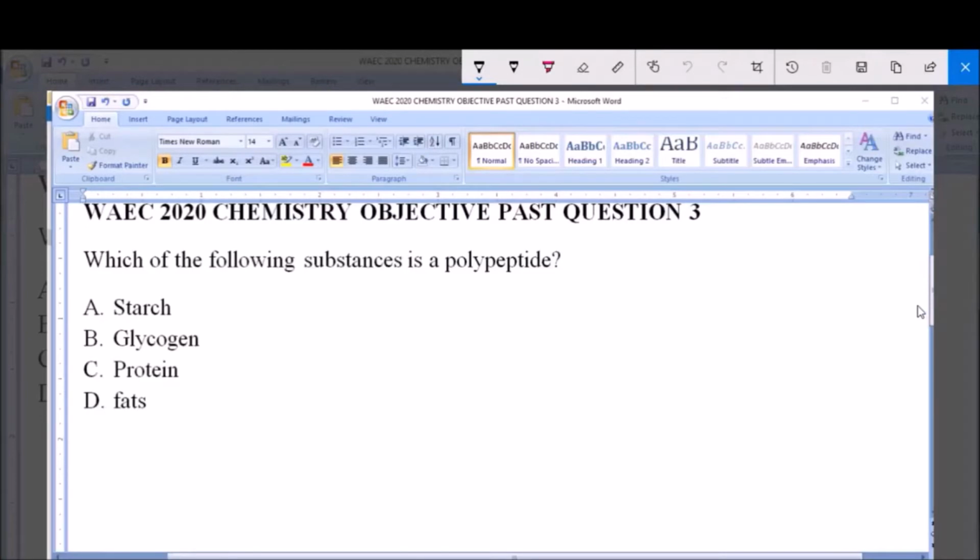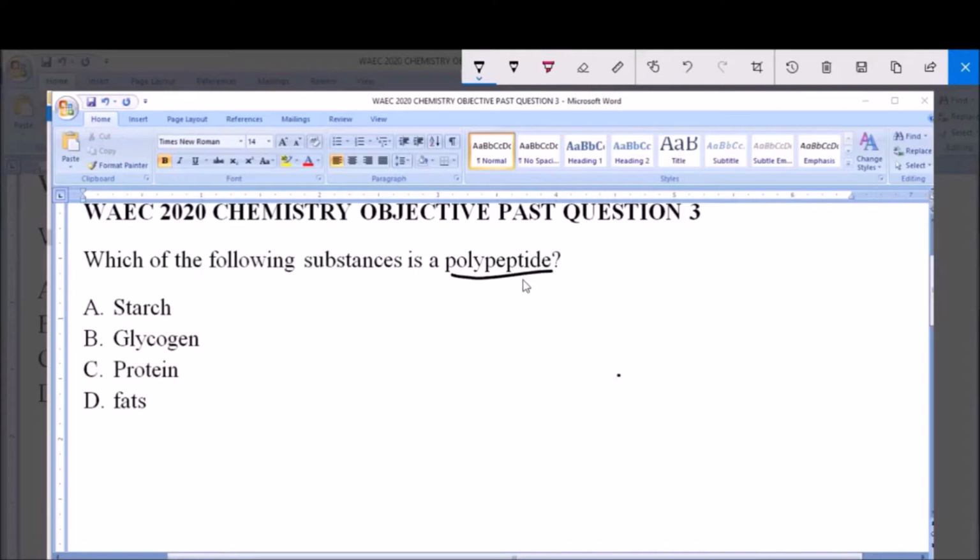Hello and welcome. I'm going to be answering WAEC 2020 Chemistry Objective Past Question 3. Which of the following substances is a polypeptide? A. Starch, B. Glycogen, C. Protein, D. Fat. So what you are looking at here is polypeptide.